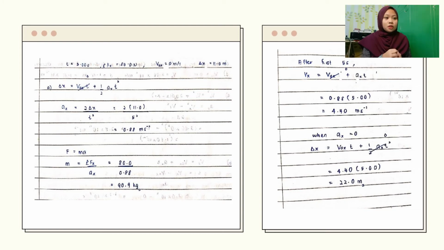For the next formula, we want to find how far, right? So we assume that the acceleration is 0. We use the formula, the change in x equal to initial velocity times t plus half a t squared. Since our acceleration now is 0, we can cancel it out, and we just substitute the values. The velocity is 4.40 meter per second times 5 seconds, and we get 22 meter. So that's all. I will proceed with the next person.